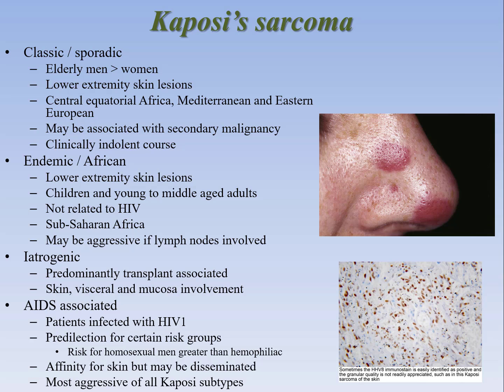AIDS-associated is the last variant. It affects patients with human immunodeficiency virus. There is predilection for certain risk groups; for example, the risk for homosexual men is greater than for hemophilic patients. It has affinity for the skin but may be disseminated beyond the skin. In contrast to the classic forms, in the AIDS-associated form we can see the main lesions on the face, tip of the nose, maybe the neck, so open areas of the skin. It's the most aggressive variant of Kaposi sarcoma. It grows faster and gives metastasis very fast.